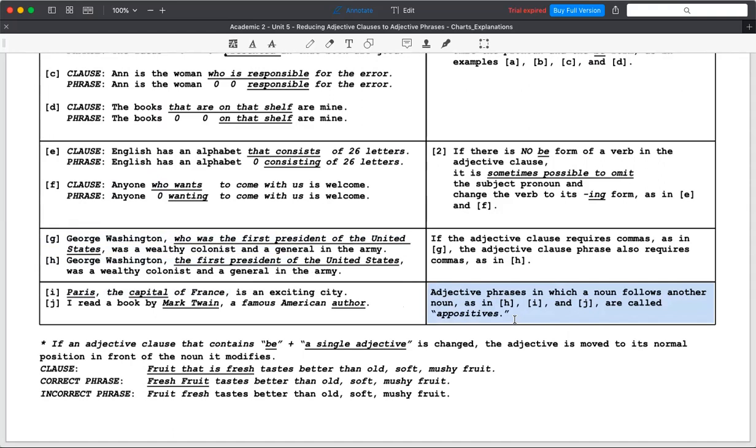But the difference is, if in the adjective phrase you follow a noun by a phrase, that is considered an appositive. An appositive means the same subject or object. For example, if I say "Paris, the capital of France," Paris and the capital of France are the same place. So the second phrase, "the capital of France," is considered an appositive. Appositives in the middle of a sentence need a comma before and a comma after. If I say "I read the book by Mark Twain, a famous American author," who is Mark Twain? A famous American author. So they are the same person. This is considered an appositive.